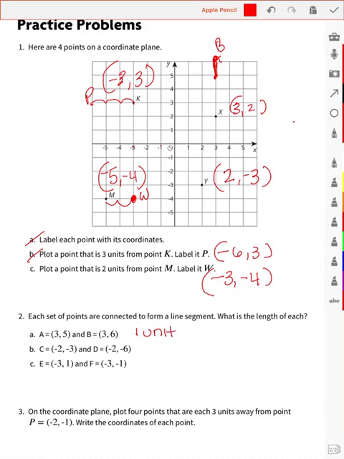(-2, -3) is here. That's C. And D is (-2, -6), which would be here. And that would be 1, 2, 3 units. And then E is (-3, -1). And F is (1, -1). Which is F. And this is E. So that would be 1, 2 units.